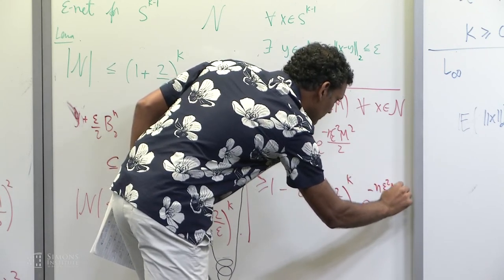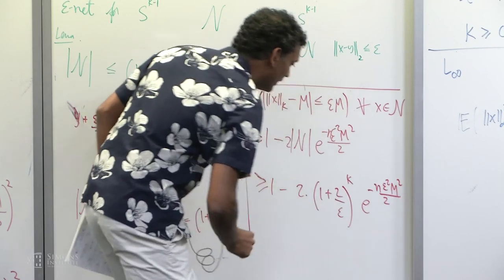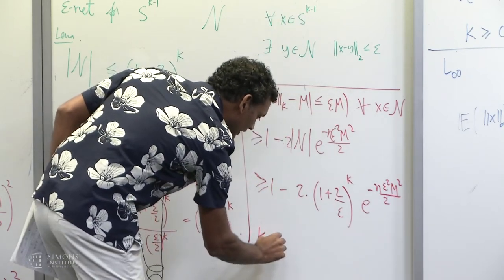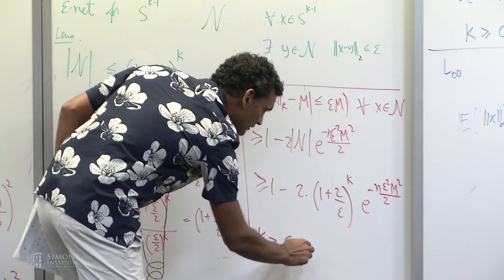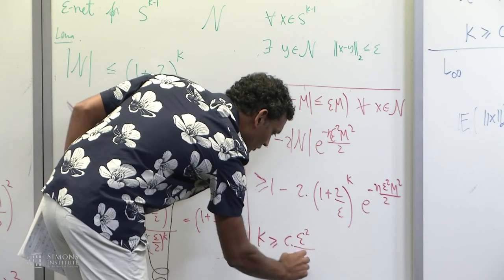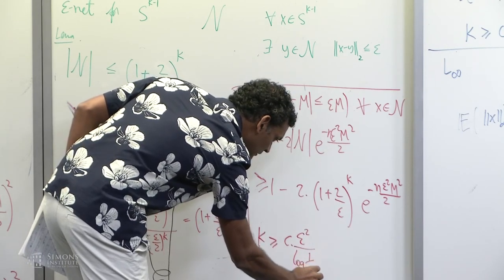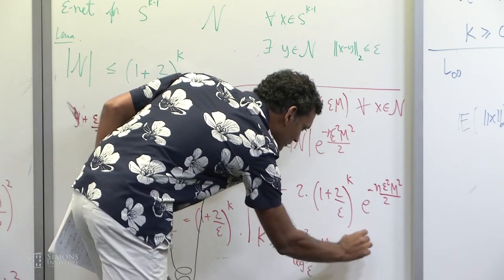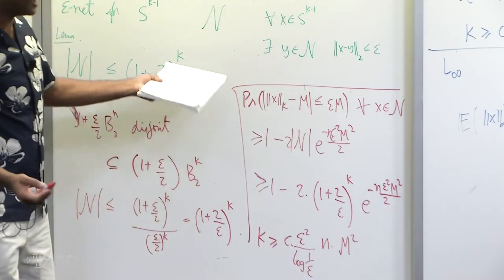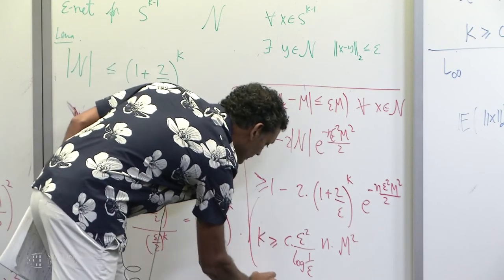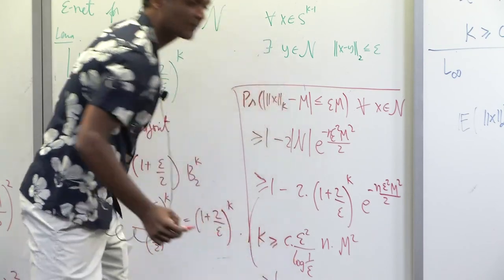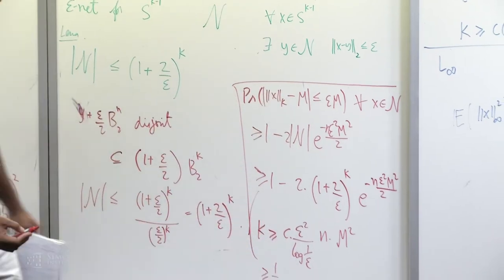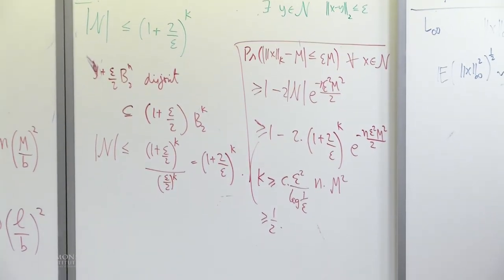And so if I choose k to be, as we said, some constant times epsilon squared over log 1 over epsilon to take care of this, times n times m squared, we have, say, half probability. So this is bigger than 1/2. That's the core of this argument. It's a probabilistic argument.